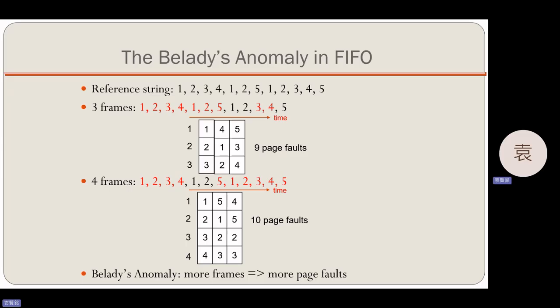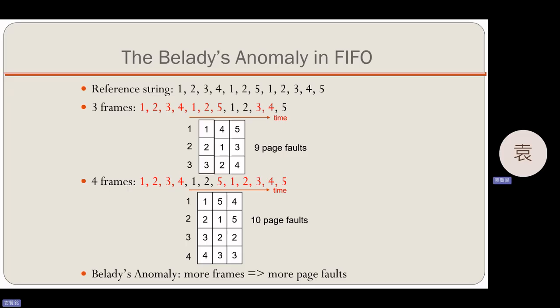If we give this same sequence, the same process, running with 4 physical frames, then we get this. 1, 2, 3, 4 all get page faults, and then 1 will not generate a page fault, 2 will not generate a fault, and then 5 generates a page fault. It replaces the first position. Then 1 replaces the second position, 2 replaces the third position, 3 replaces the fourth position, and then 4 comes in, replacing the first position, and 5 comes in, replacing the second position. So overall we generate 10 page faults.